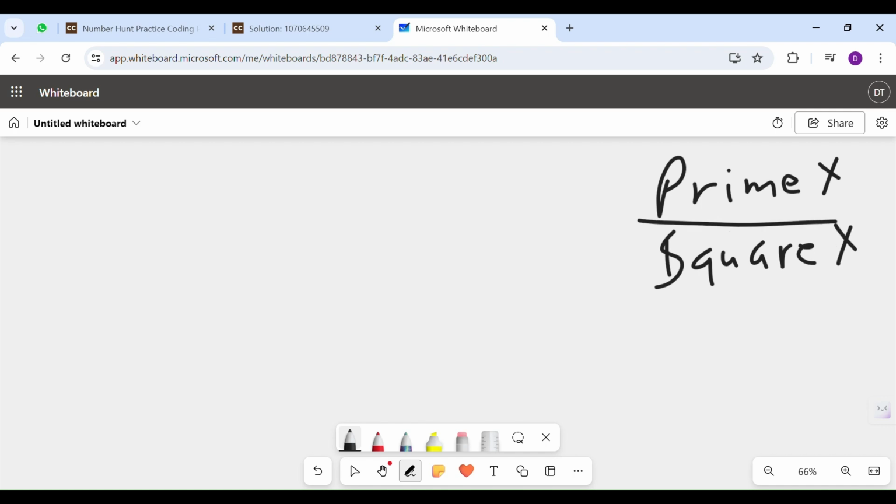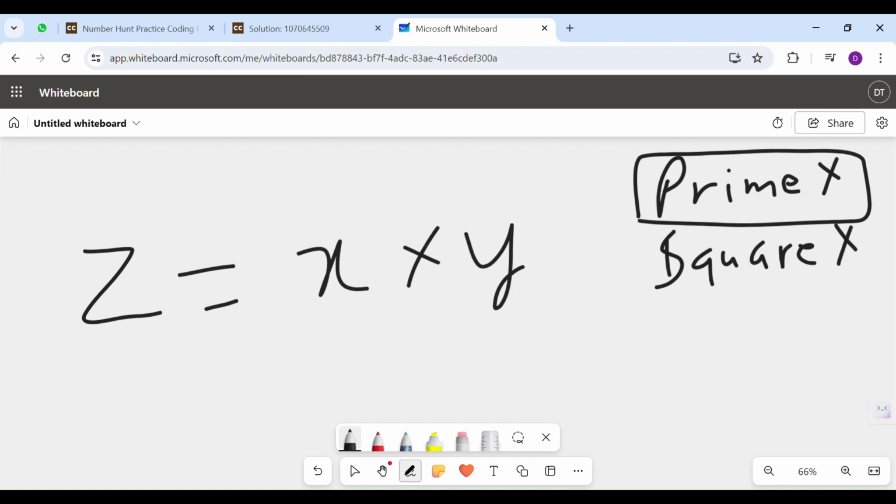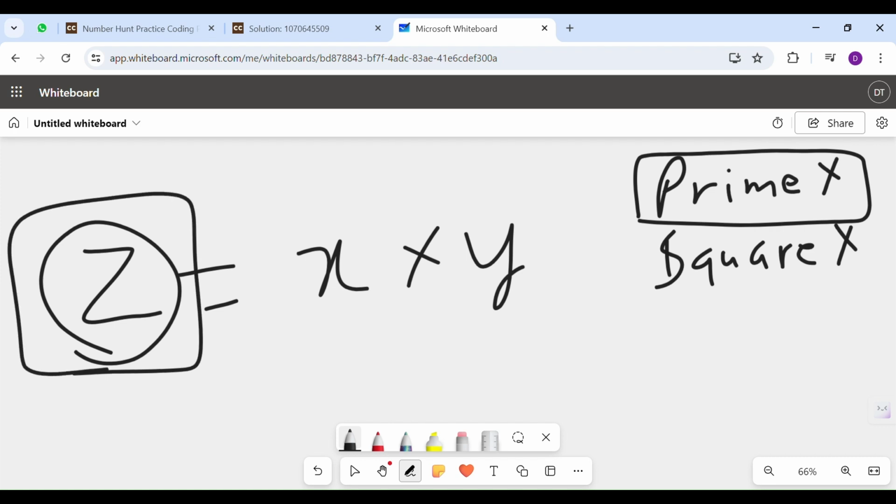Now, when is a number not prime? A number is not prime when it can be shown as the multiplication of two or more numbers more than 1. So if I am saying my possible answer is Z, I should be able to represent Z as the product of two numbers x and y. If this is possible, that means Z is not prime, which satisfies my first condition.